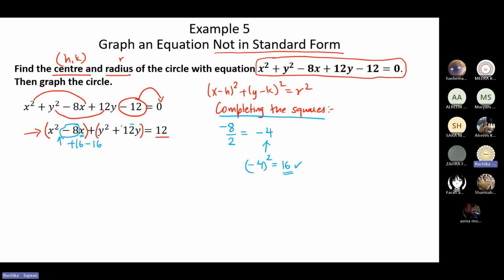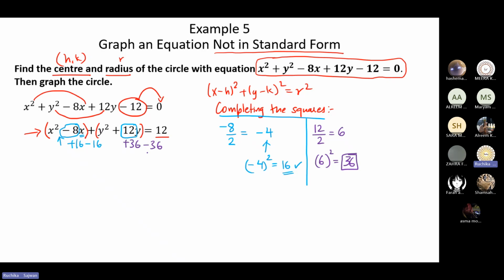What about y? Can we do similarly? Again, what is the number here? Let me change the color of my pen so that you don't mix up. Yeah, so the number here is 12. I divide by 2, what is that? 6. So that means this is the number whose square will be added and subtracted. So which number am I going to add and subtract for the next bracket? 36. Plus and minus both.